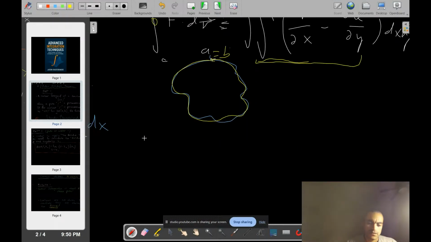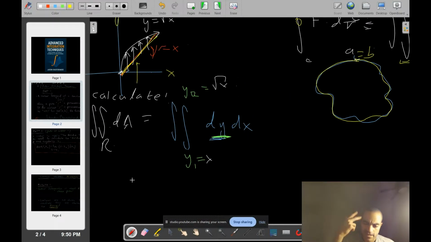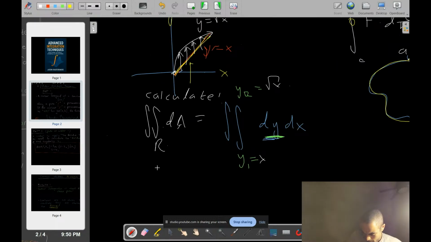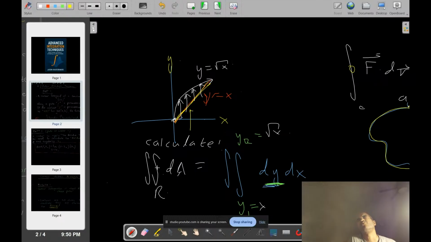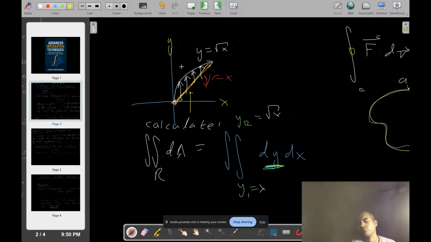I'm trying to think of an actual example that would work in this present situation. I think of an example off the top of my head. If we had F dot dr, we're just using a regular curve like the ones I have: y equals root x, y equals x. Well, they have to be the same in order for them to cancel. Just because they're opposite doesn't mean they cancel. They have to be the same but opposite, if that makes sense.